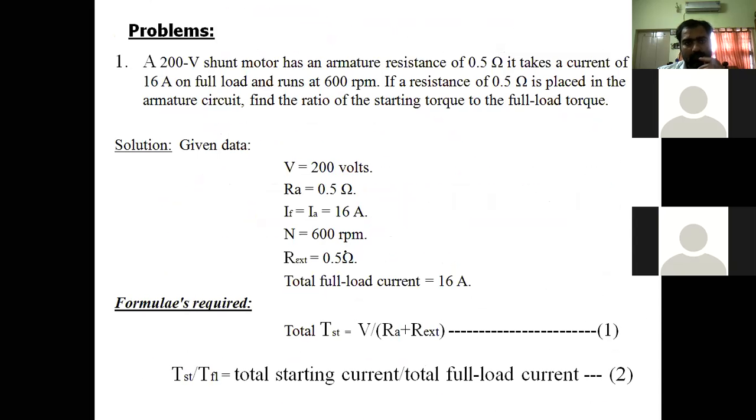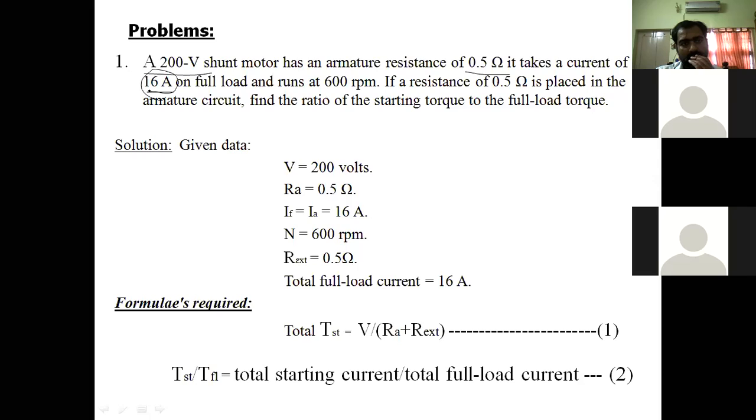This is your first problem, which I have taken for the shunt motor. Please all of you note down this problem. A 200 volt shunt motor has an armature resistance of 0.5 ohms. It takes a current of 16 amperes. So that means this is the full load current.